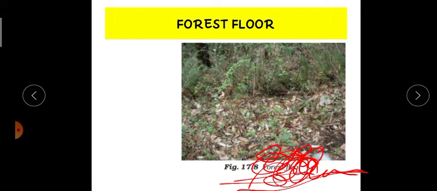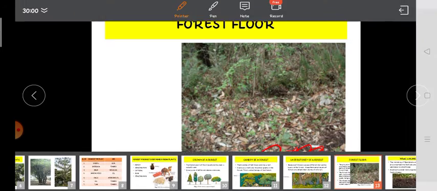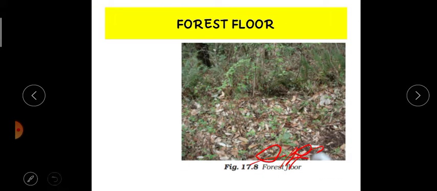Children, look at this diagram. In this diagram you can see that this is the forest floor. Many leaves have fallen and many plants have already died, but it is still very nutritious because it has much manure on it. These areas are called the forest floor.